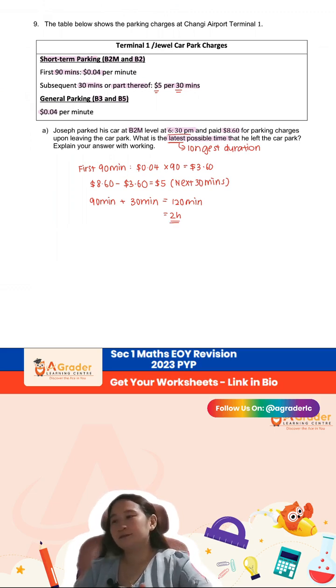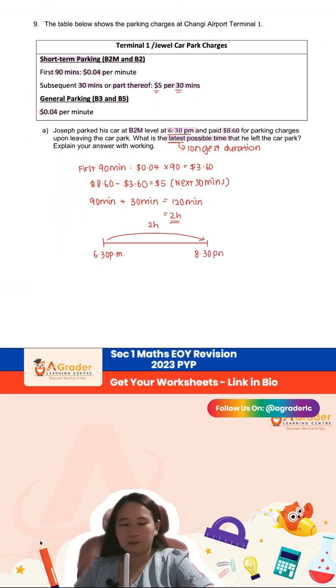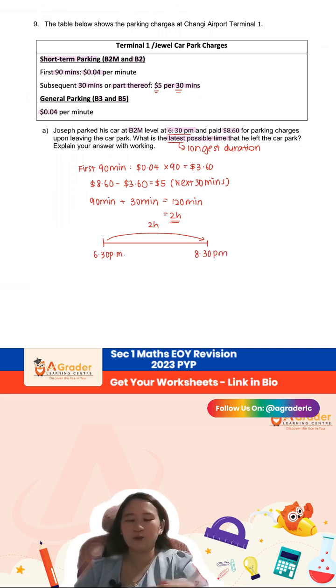So 2 hours after 6:30 p.m. What time will it be? So 2 hours later will be 8:30 p.m. So the latest possible time that he can leave the car park is 8:30.